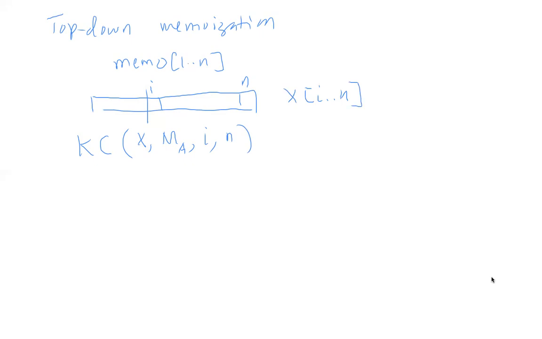Okay, so we could assume at the beginning, our memo is initialized to upside-down T, and we assume that memo of n plus 1 is 1. So memo of n plus 1 is 1.